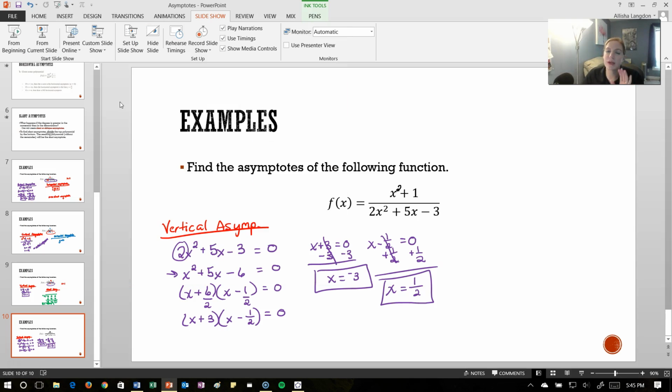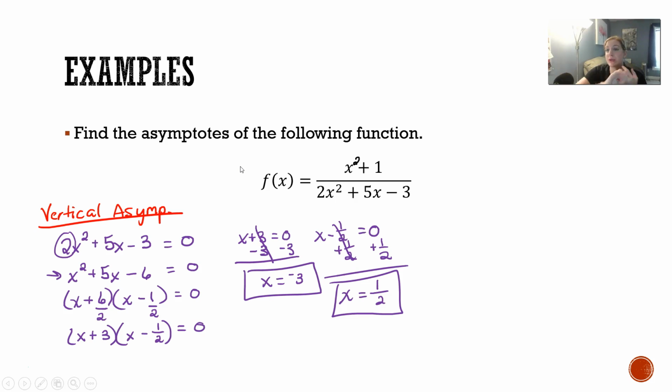Now there is one more. We need to double check if there's a horizontal or a slant. It looks like there's horizontal, but how do we know? We have to check our exponents. So this time our largest exponents on the top are 2 and on the bottom are 2. So that means that the exponents are equal. When the exponents are equal, we have a horizontal asymptote. So 2 equals 2, our exponents are equal.